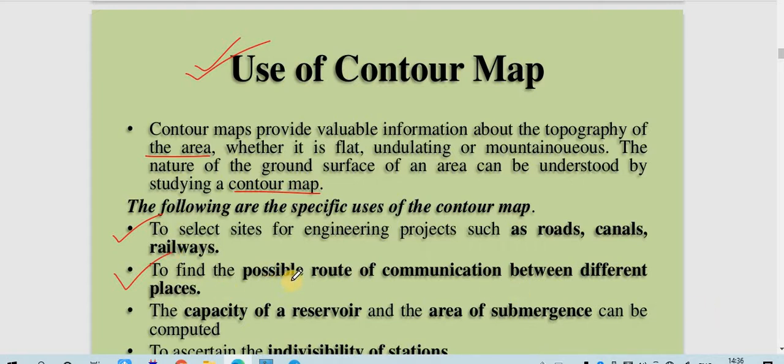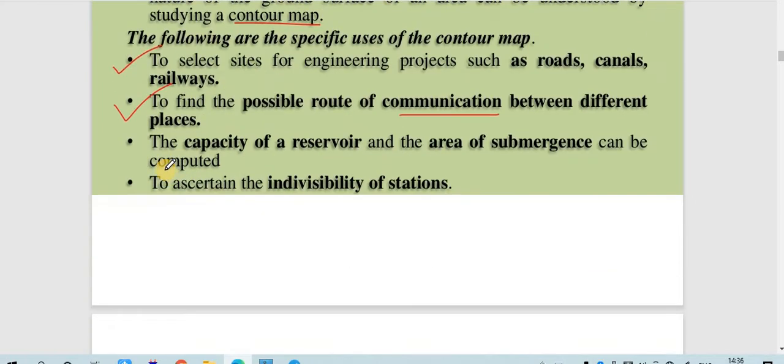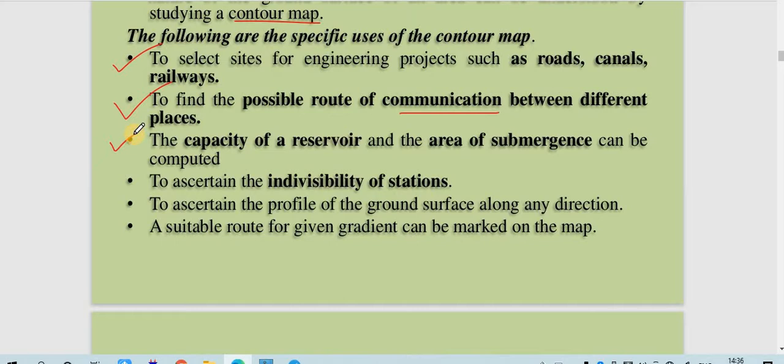So if you are connecting two places, for communication purpose, it is very important that you prepare a contour map of that particular area, and you choose the best possible route for that. Okay, and if you have to find out the capacity of a reservoir, the area of submergence can be computed with the help of a contour map.